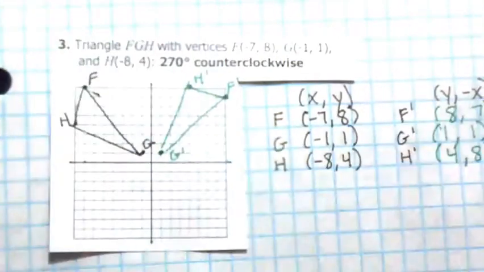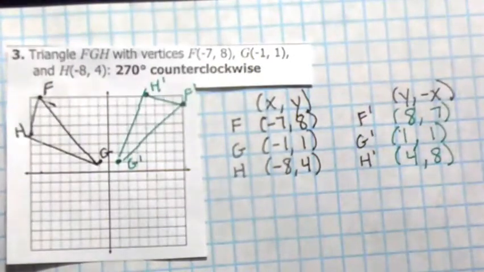All right. And that is how you rotate a point or a figure 270 degrees around the origin.